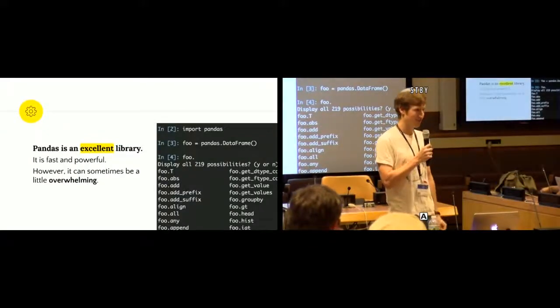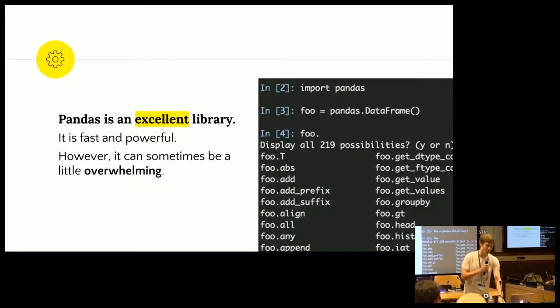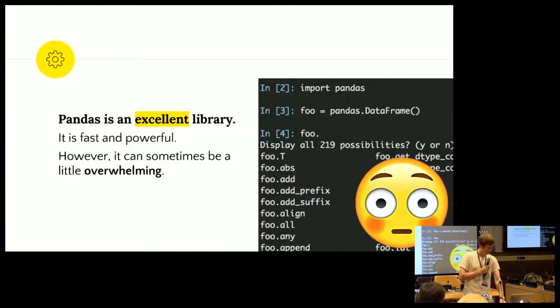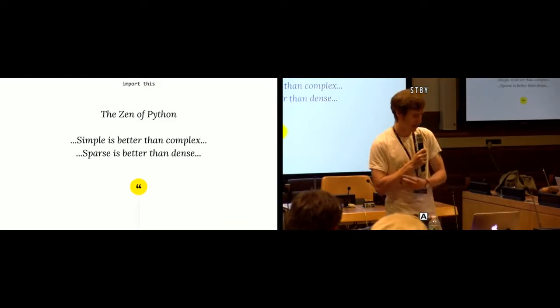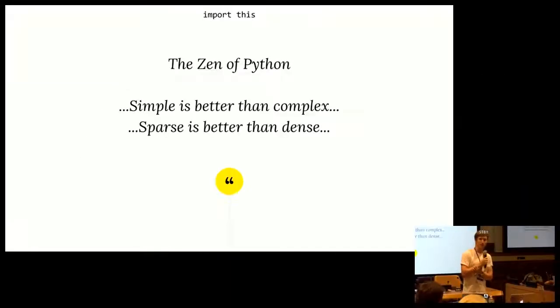So here, import pandas, foo is a pandas data frame, foo dot, here are all the attributes on foo, 219, and this sometimes has me feeling like that. So I'm going to go for a second to the Zen of Python. If you open up your console and type import this, you'll see a beautiful little poem. And here are two lines from it. Simple is better than complex. Sparse is better than dense.